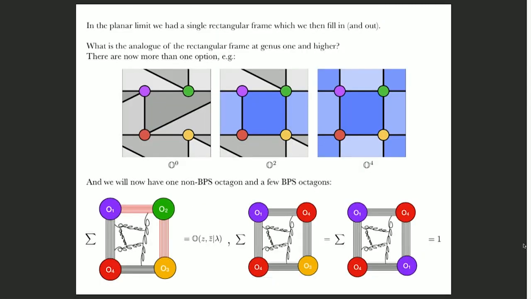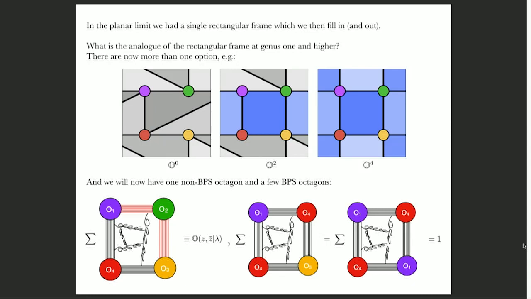Now, this is about the planar limit. So in the planar limit, again, we have a single rectangular frame, which is these geodesics, and then we have the top and bottom of the folded string attached to these geodesics. Now, what about higher genus? Okay. So what happens at higher genus?